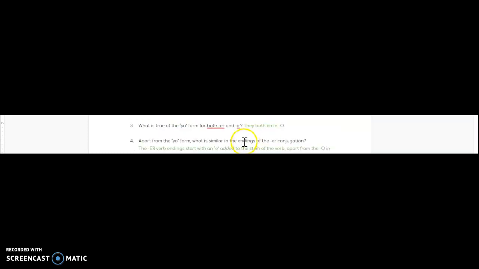All right. What is true of the yo form for both ER and IR? Again, they both end in O. All right. Número 4. Apart from the yo form, what is similar in the endings for the ER conjugation? The ER verbs endings start with E added to the stem of the verb, apart from the O in the yo form. So besides the yo form, what is similar in the endings of the ER conjugation? Essentially, they all begin with the E.